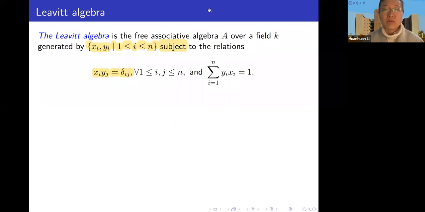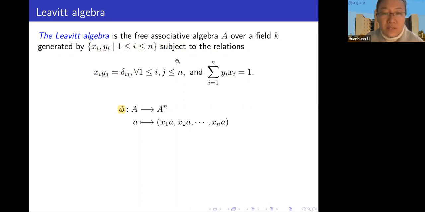So actually, first we recall the Leavitt algebra, which was introduced by Leavitt in '62. This algebra is the free associative algebra A over a field K generated by x_i, y_i, where i is from 1 to n, subject to the following two relations. The first one is x_i y_j equals delta_ij, and the second relation is the sum of y_i x_i is 1.